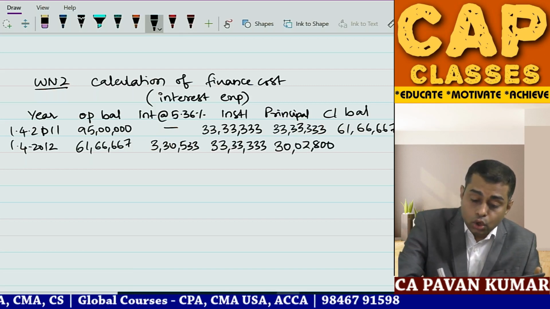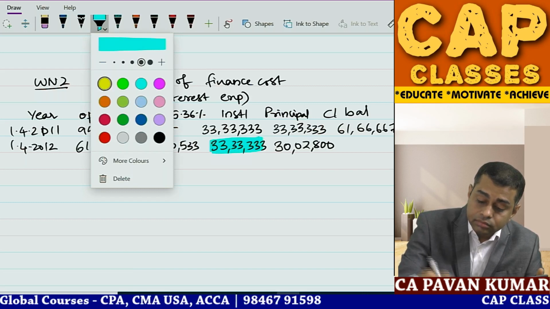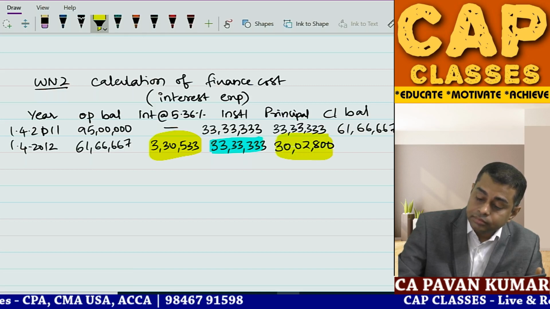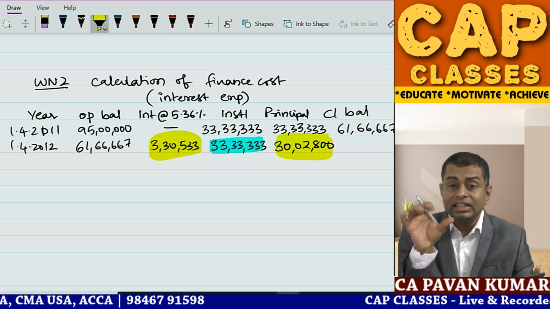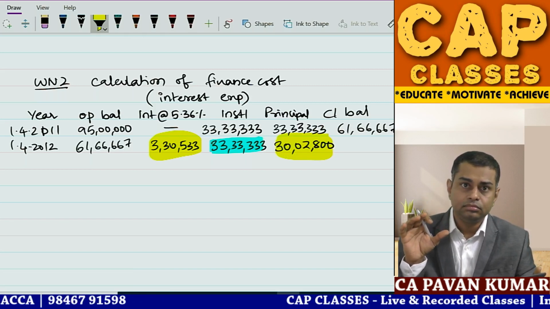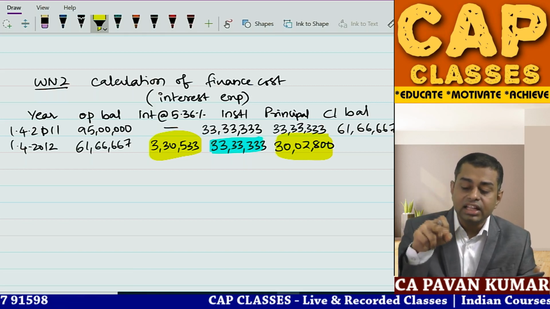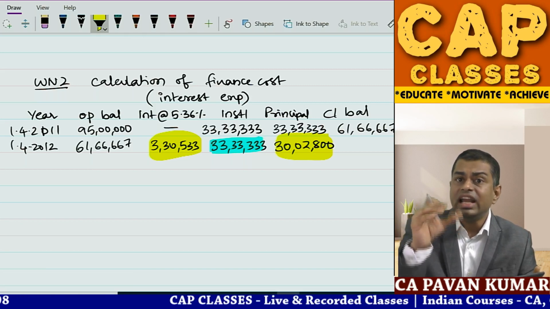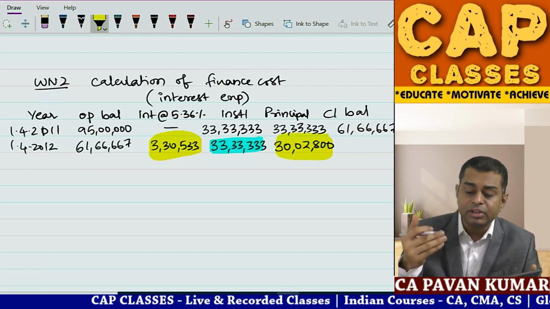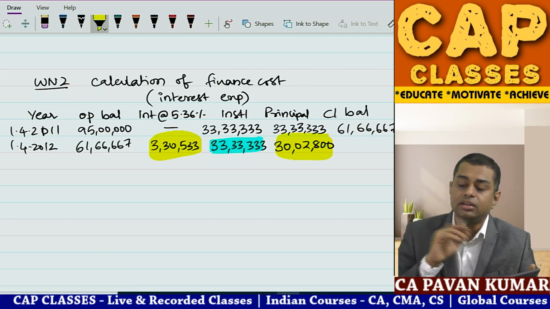You understand? So this installment is divided into two parts. Part 1 is this. Part 2 is this. So in the journal entry, 33,33,333, blue color is there, no? That will come in the credit to bank. In the debit, 3,30,533 will go to income statement because it is interest expense, and that remaining 30 lakhs 2,800 will reduce your liability.